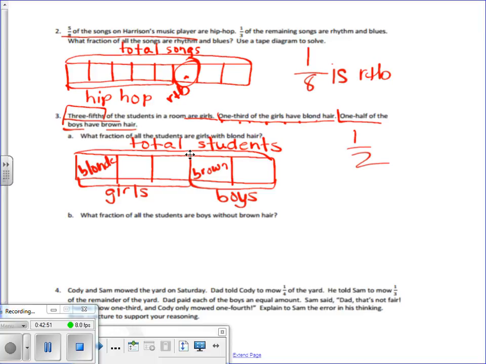So now, we still haven't answered the question. This is all recorded so you can pull it up to go over the questions. What fraction of all the students are girls with blonde hair? What fraction? What real fraction? Can you tell me a fraction of girls with blonde hair, Jamarco?